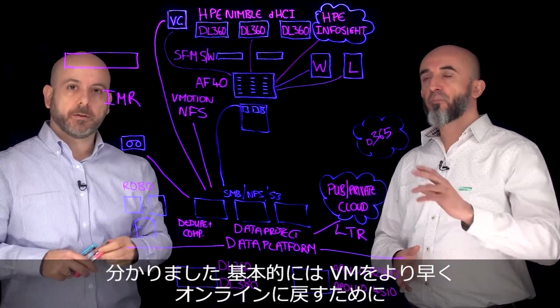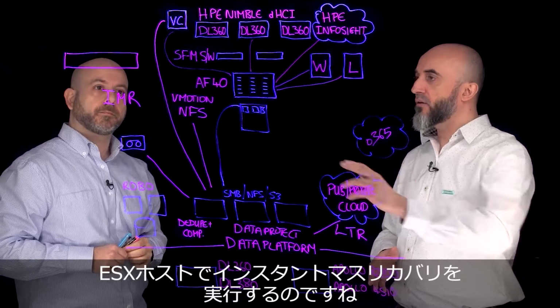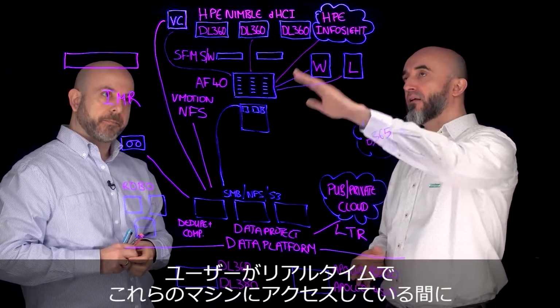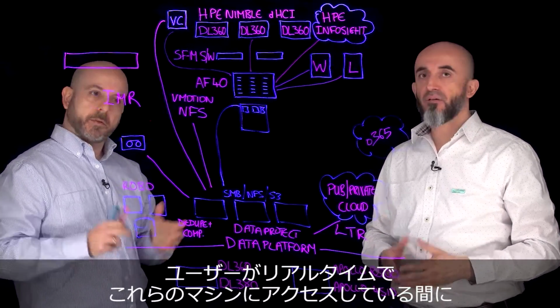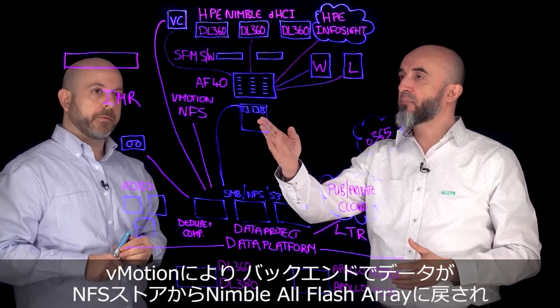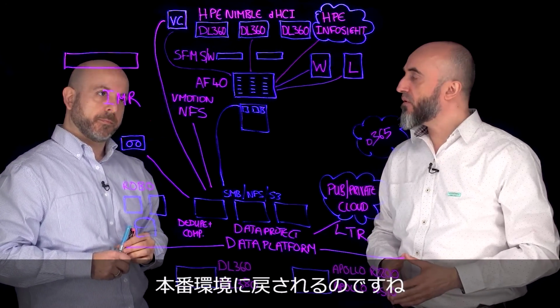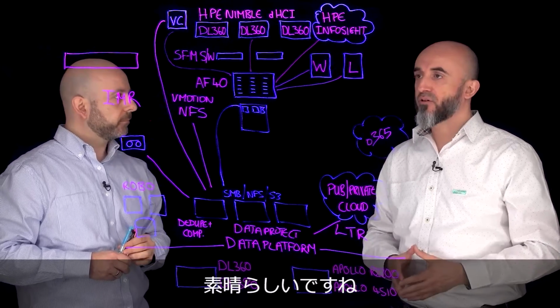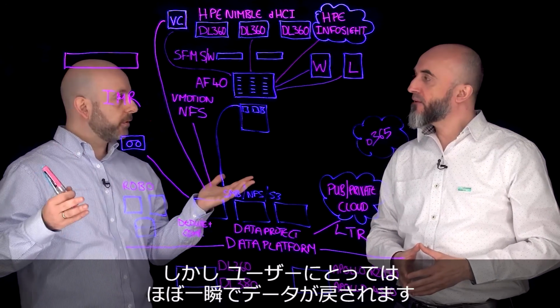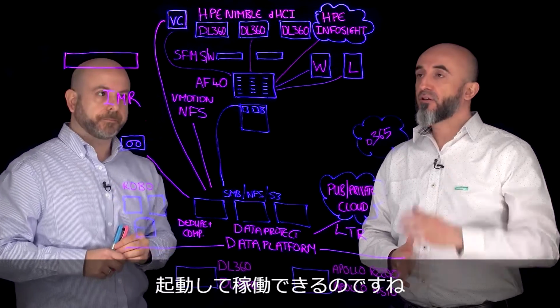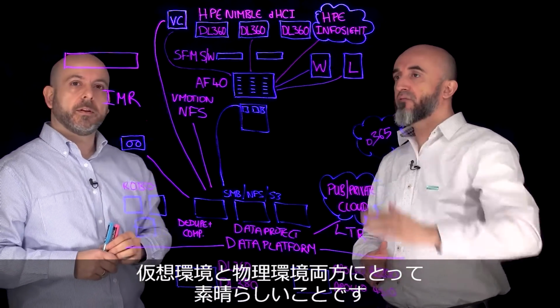Got it. So basically, to bring the VM online quicker, you would do the IMR to the ESX host that we have. Exactly. And while users are accessing those machines in real time, in the back end you vMotion that data from the NFS store back into the Nimble or Flash array. That's right. So it's back to production. Exactly. As far as the user is concerned, they got their data back pretty much instantaneously. Up and running. Excellent. So that is great for my virtual and physical environment.